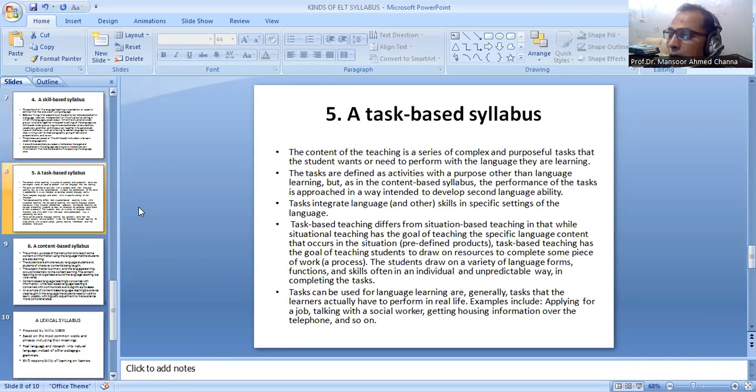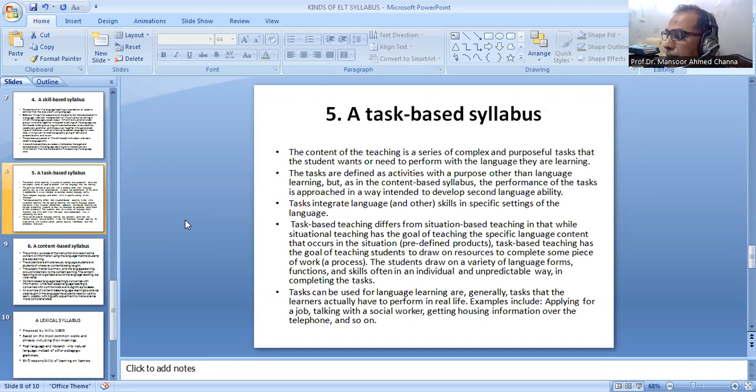Number 5 type is a task-based syllabus. The content of the teaching is a series of complex and purposeful tasks that the students want or need to perform with the language they are learning. The tasks are defined as activities with a purpose other than language learning, but in the task-based syllabus, the performance of the task is approached in a way intended to develop second language ability. Tasks integrate language and other skills in specific settings of the language.